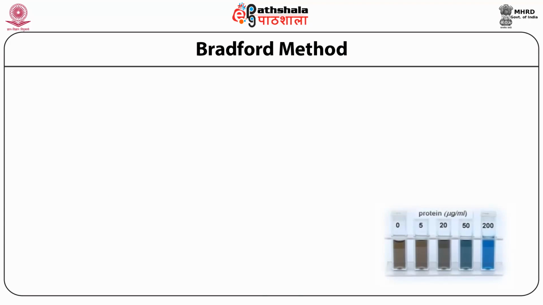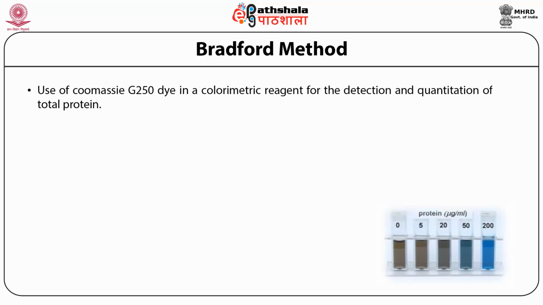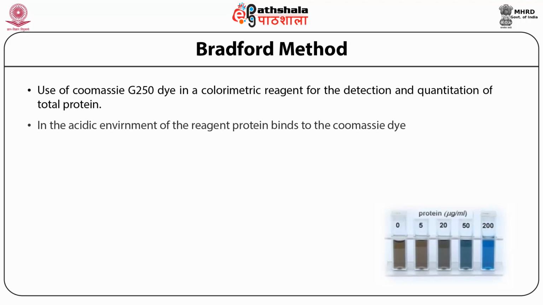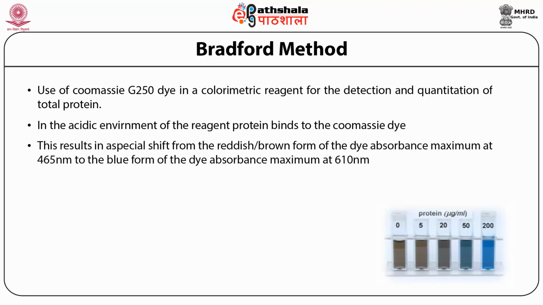We talk about the Bradford method. You can see here that as you increase the concentration of protein, the intensity of blue color increases. For the Bradford method, we use Coomassie Brilliant Blue G250 dye as a colorimetric reagent for the detection and quantification of total protein. In the acidic environment of the reagent, protein binds to the Coomassie dye and results in a spectral shift from the reddish brown form of the dye, which has an absorption maximum at 465 nanometers, to the blue form of the dye, which has absorbance at 610 nanometers.